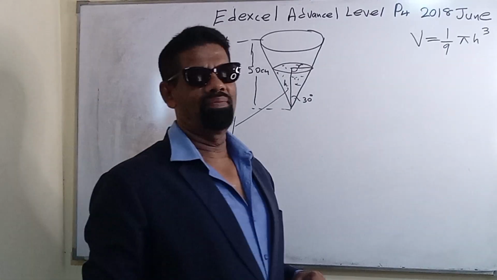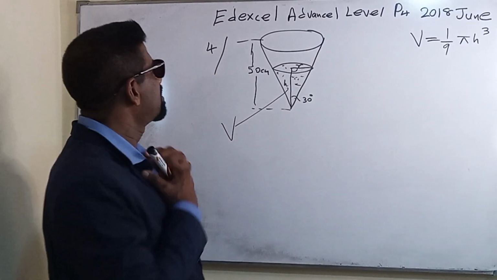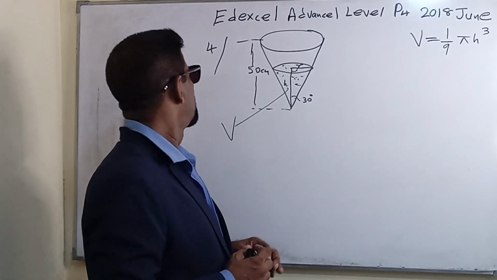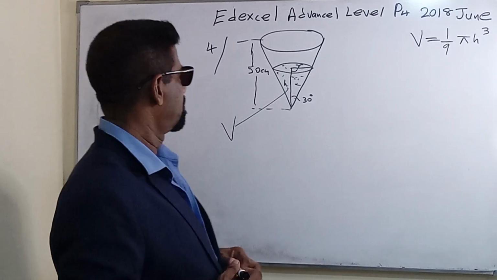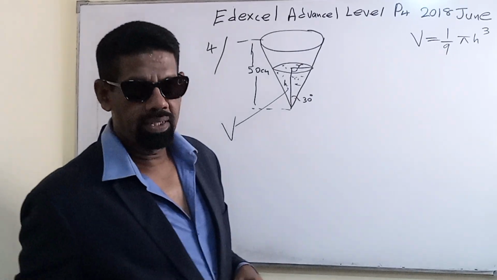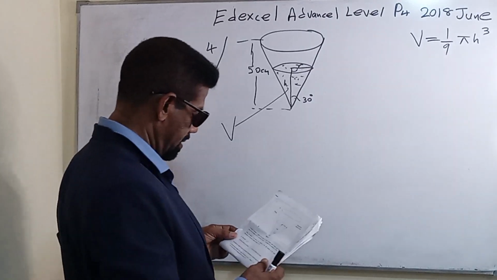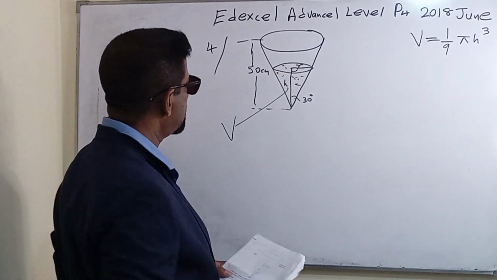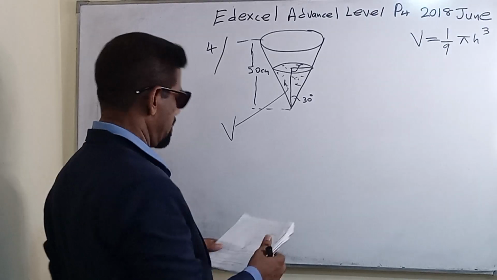Hi student, today we are going to discuss this Edexcel Advanced Level P4 2018 June paper. We have to discuss question number 4, this volume rate sum. The water container is shaped as a circular cone, right?